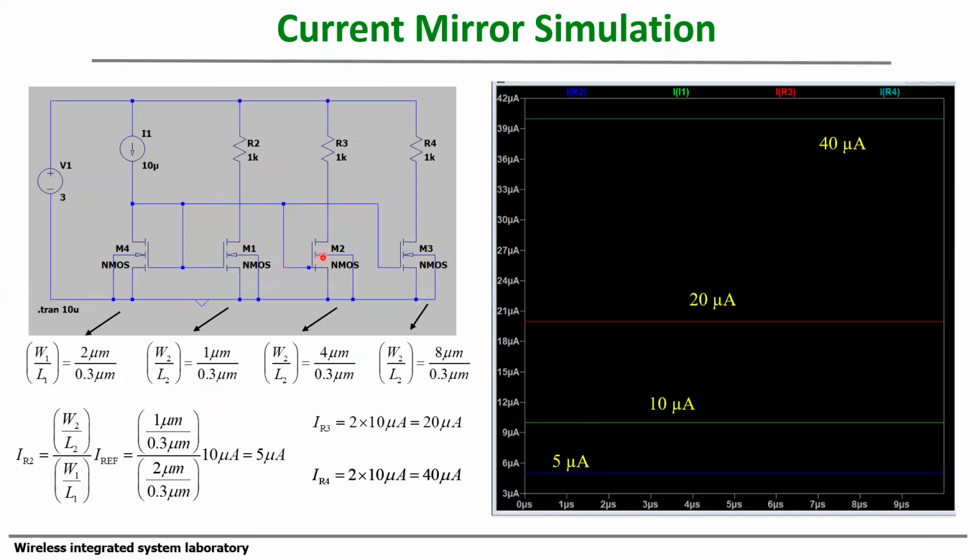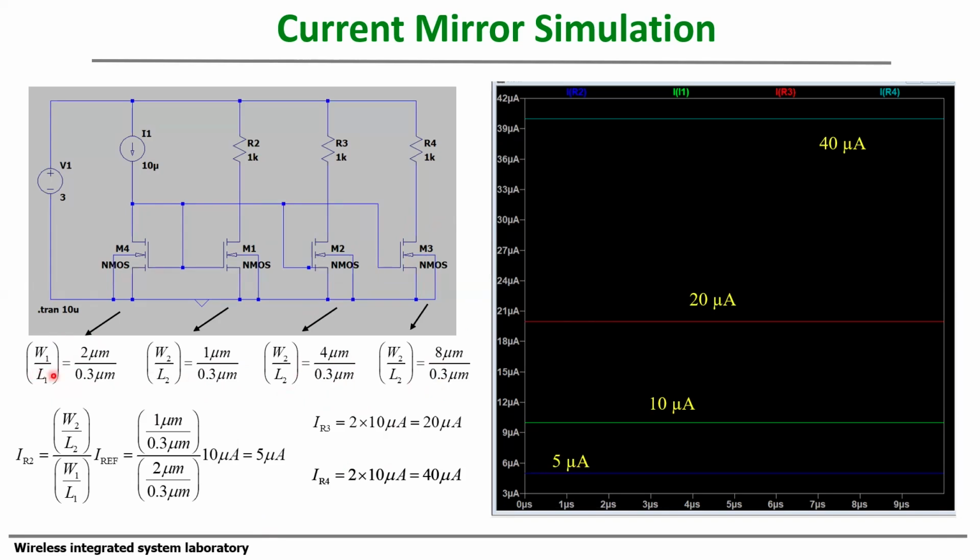Here is the current mirror circuit that can control three current paths. I already simulated it using LTspice software. Before simulating, I can get the theoretical value. Here, I have selected the W/L ratio 2 micrometer divided by 0.3. Here, 1 micrometer divided by 0.3, 4 micrometer divided by 0.3, 8 micrometer divided by 0.3.